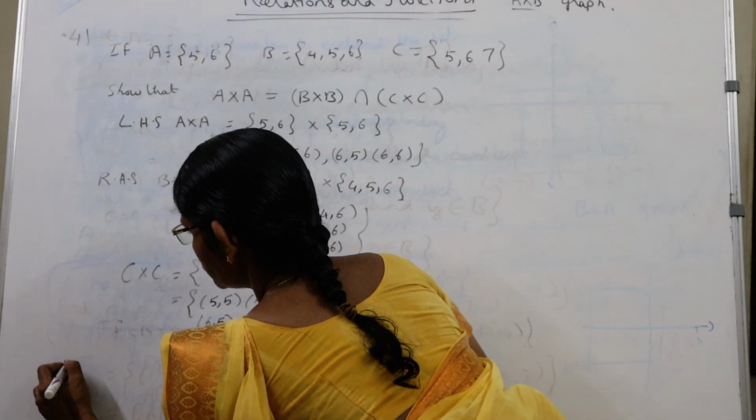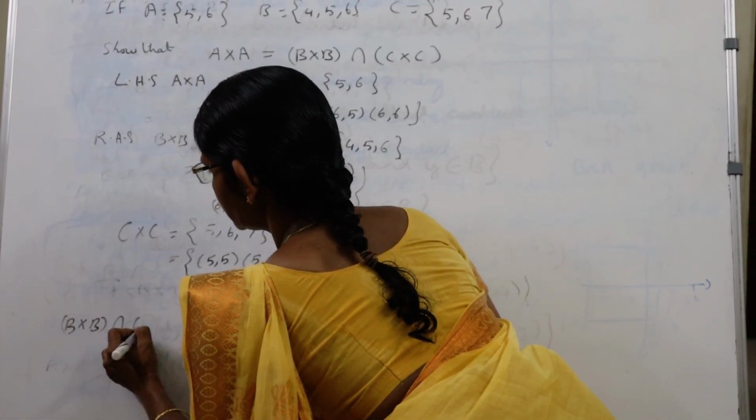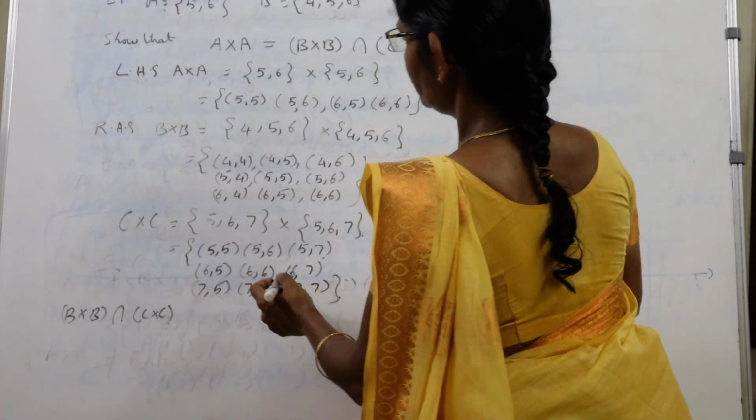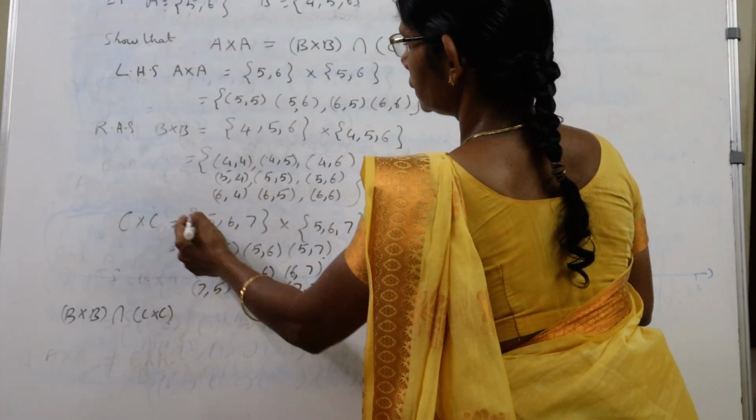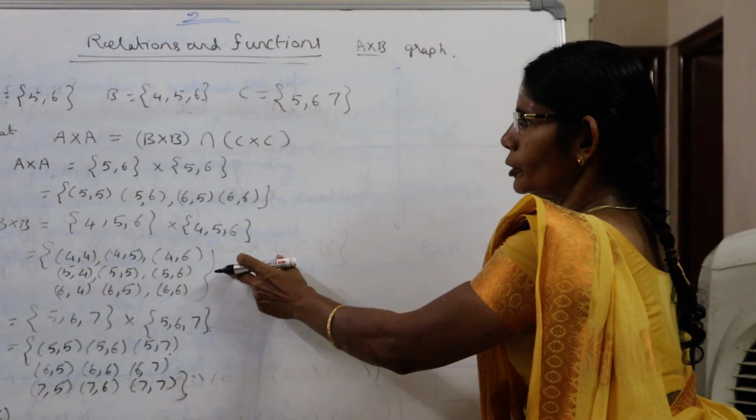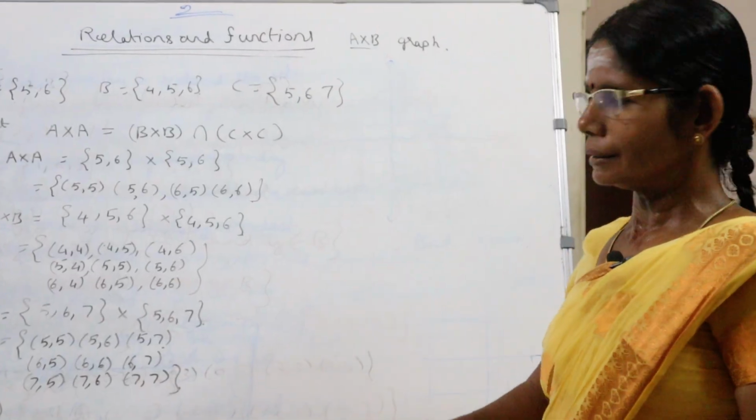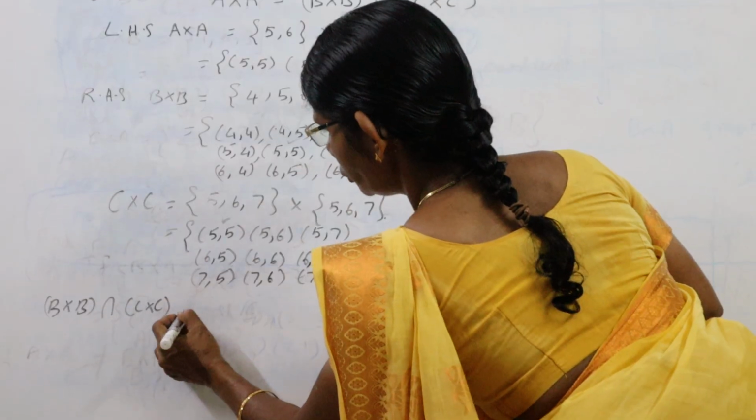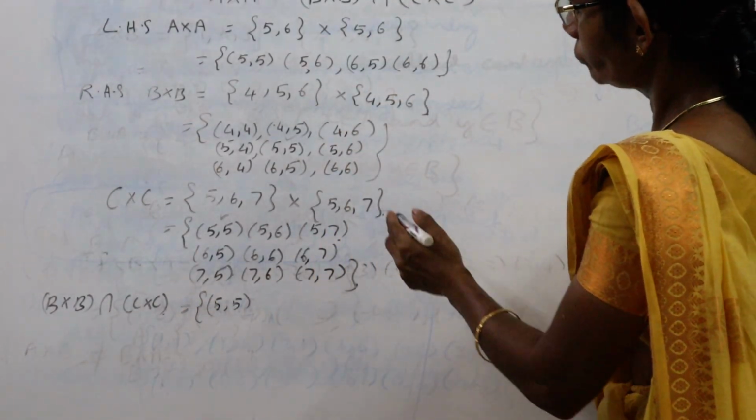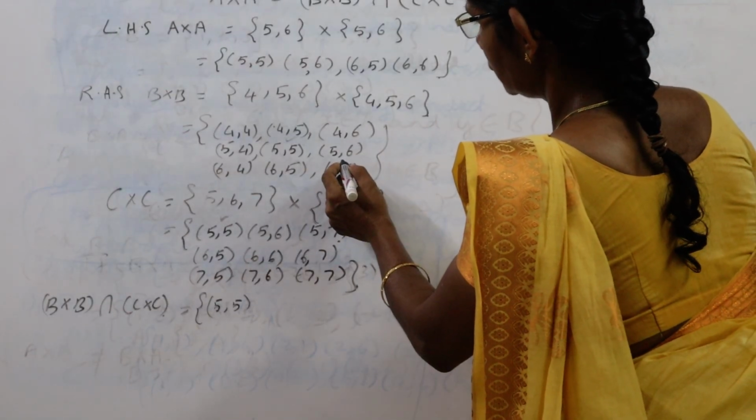Now the Cartesian product B cross B intersection C cross C. What are the intersection elements in B cross B and C cross C? What is meant by intersection? The same elements in B cross B and C cross C. There should be the same element. What are they? (5, 5) equals (5, 5). Again, which elements are the same? (6, 6).